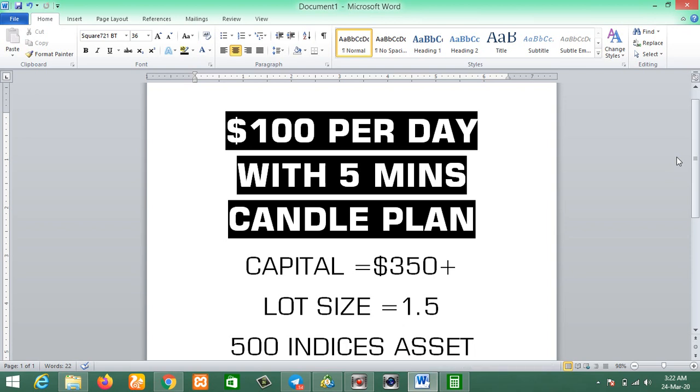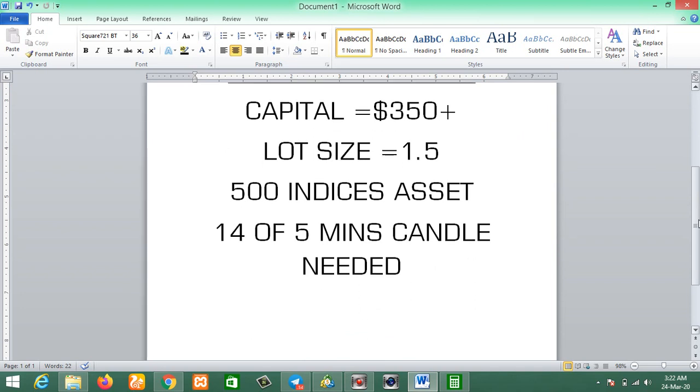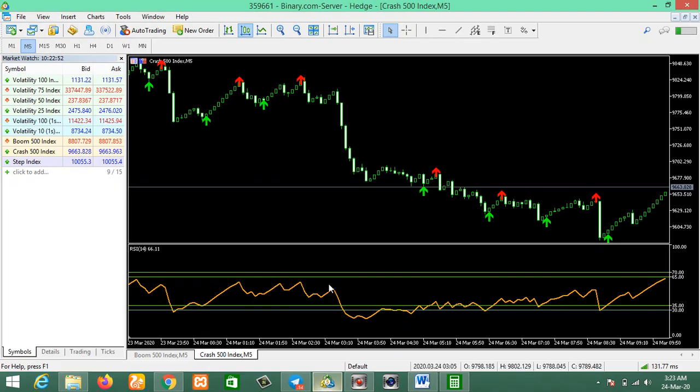So you must be disciplined. You don't overtrade. You don't take more than 14 of the 5 minutes candles, then you get your daily target. So we just move ahead and check our MetaTrader 5 to see how we can analyze the market using the special indicators that I have there. Okay, so let's move on to it.